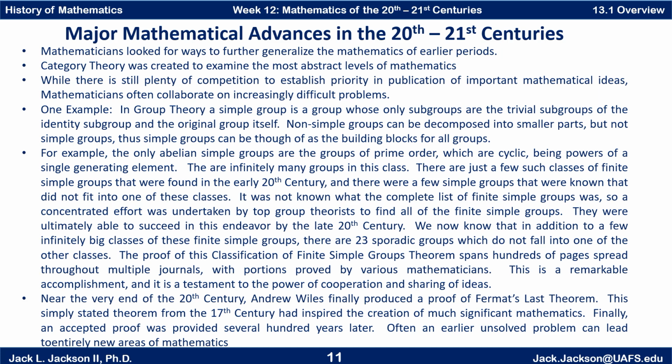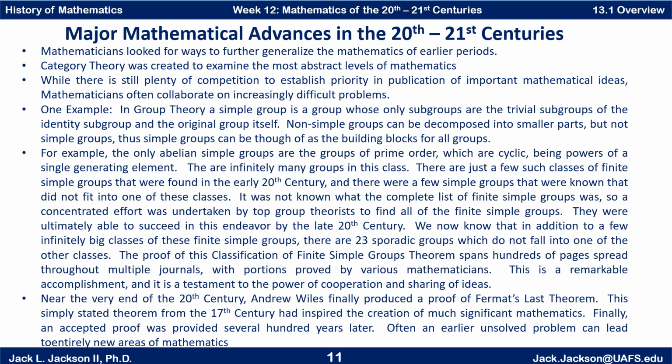Near the very end of the 20th century, Andrew Wiles finally produced a proof of Fermat's last theorem. Fermat's last theorem says that x to the n plus y to the n equals z to the n, for n a specific natural number, has no solution for x, y, and z where they're integers if n is at least 3. Now we know if n is 2, there are lots of solutions like 3, 4, 5, the other Pythagorean triples.